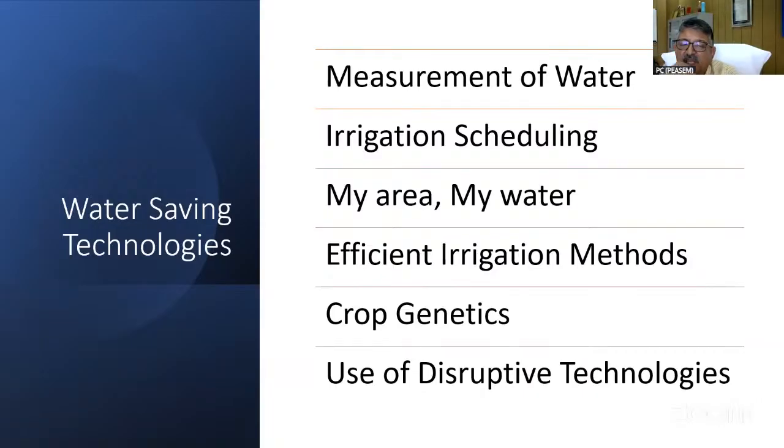My area, my water. Of course, as talked about by the earlier speaker, Dr. Prashant, we have to adopt a circular economy of water also. Then efficient irrigation methods, another thing. And of course, crop genetics will play a good role in these water saving technologies, and use of disruptive technologies.